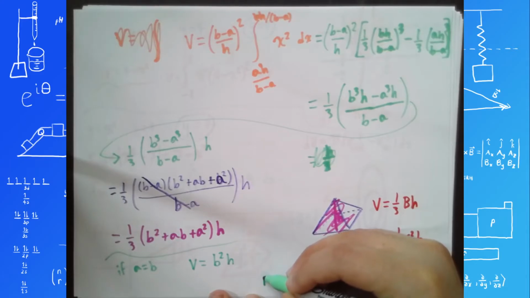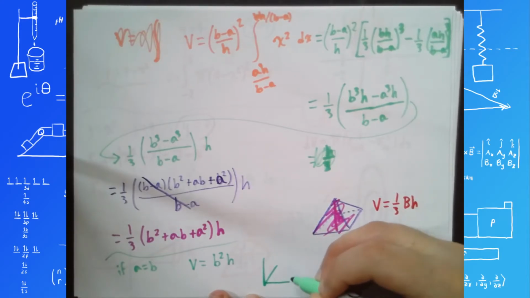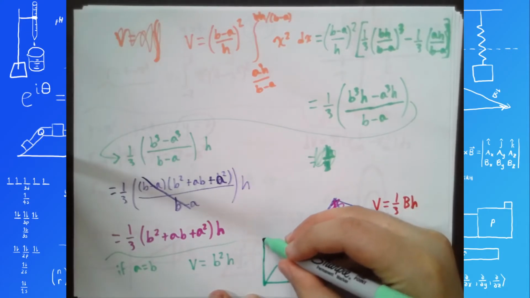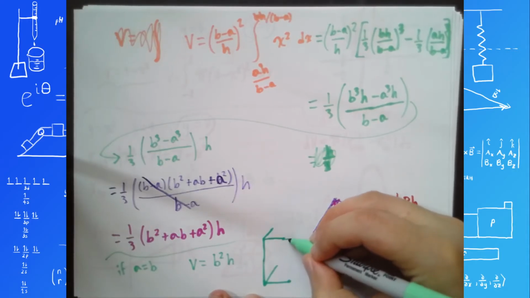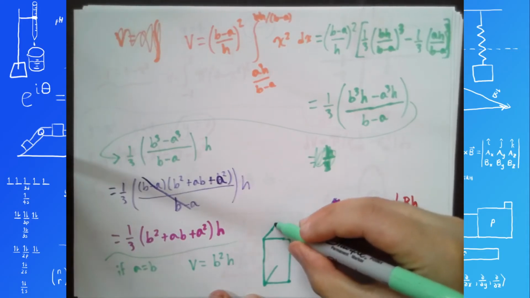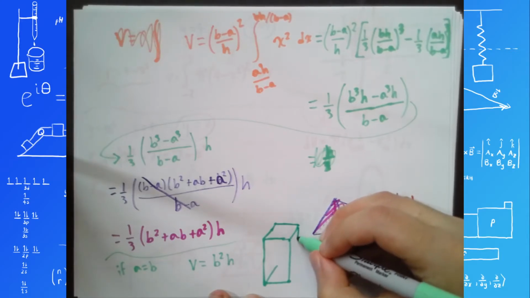So if A equals B, if we draw that, that's just a rectangular prism. And I guess I should have drawn that as a dotted line, but oh well. If A equals B, then you just have, well, not a rectangular prism, but a square prism.